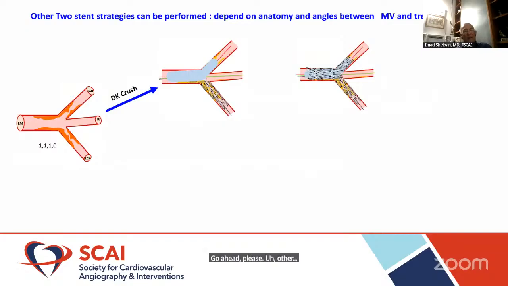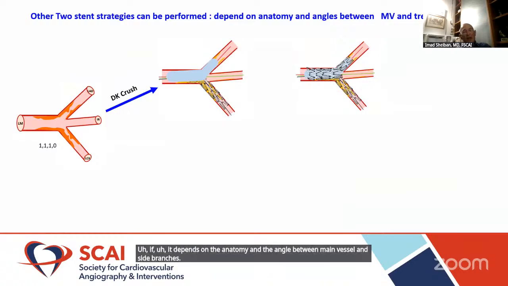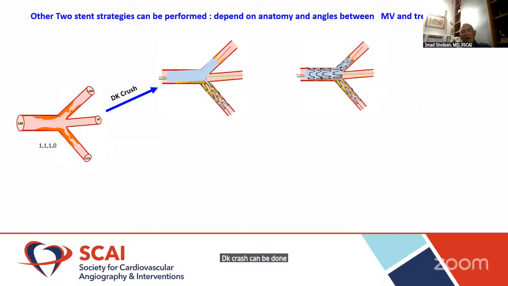Other techniques or strategies can be used, depending on the anatomy and the angles between the main vessel and side branches. DK crush can be done as well. If the angle is wide, you can see that the orifice of the ramus will have only one layer of stent and be easily crossed.